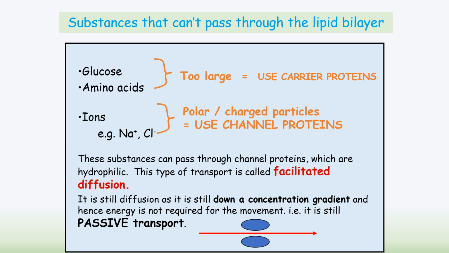Substances that can't pass through just by simple diffusion are glucose and amino acids, because they're too large, so they use something called carrier proteins. And as I said a moment ago, charged ions or polar ions are charged and therefore get repelled by the different layers in the membrane, so they have to use channel proteins. This process is facilitated diffusion. Now it's still called diffusion because it's still from high to low and is still passive. However, they use these molecules in the membrane and their natural movements to allow them to move from one side of the membrane to another.